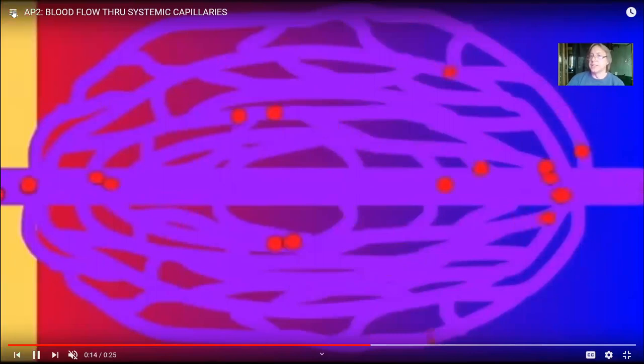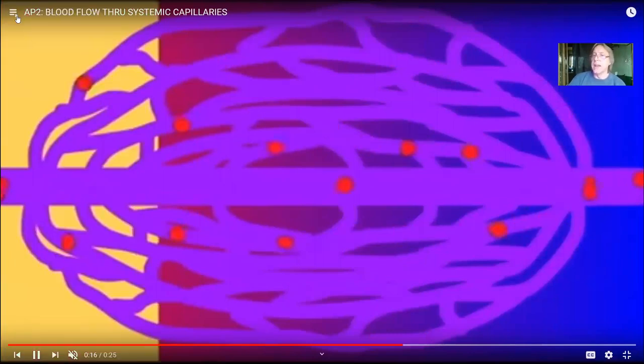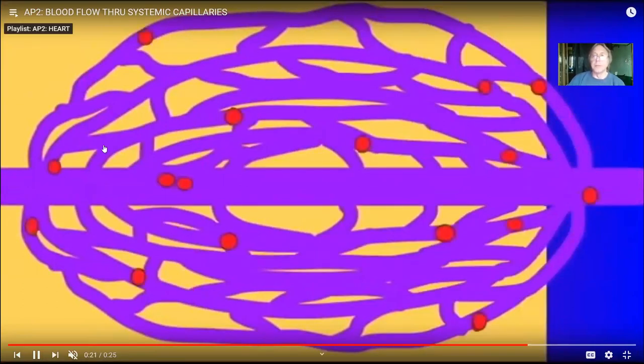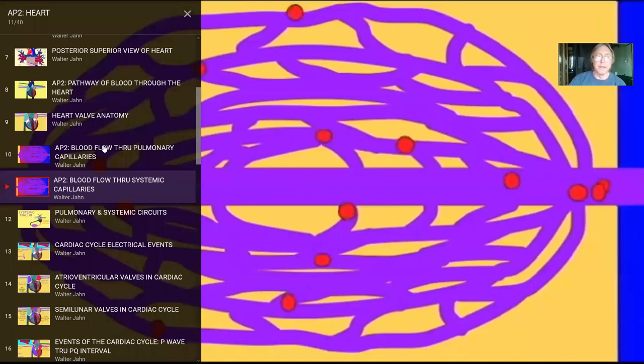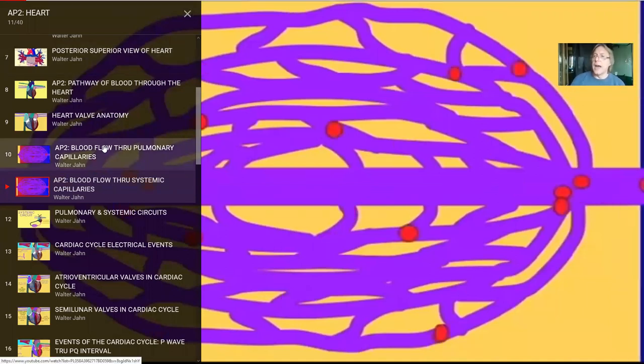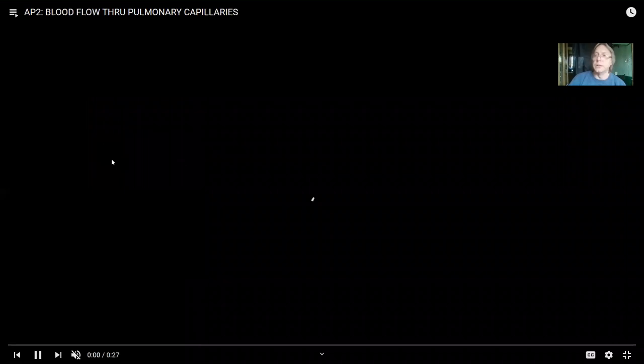So this is the blood that these systems no longer want. It enters the veins, and from there it can go into the superior vena cava, the inferior vena cava, and the coronary sinus. And then from the right atrium it is sent to the right ventricle. The right ventricle sends this blue blood to the lungs.